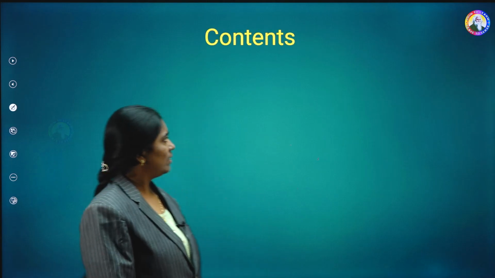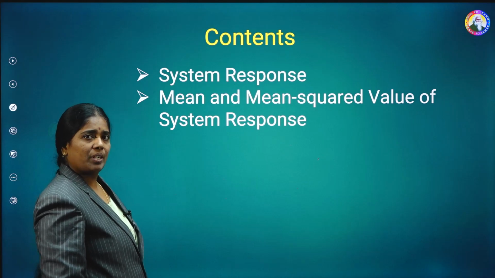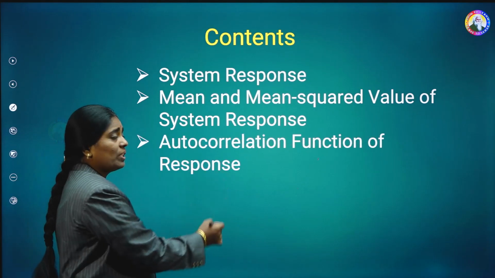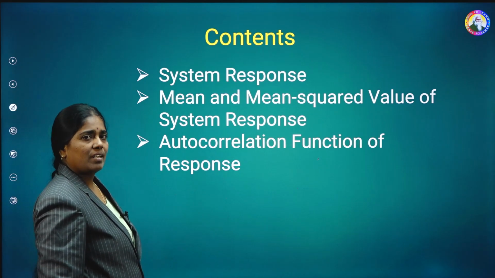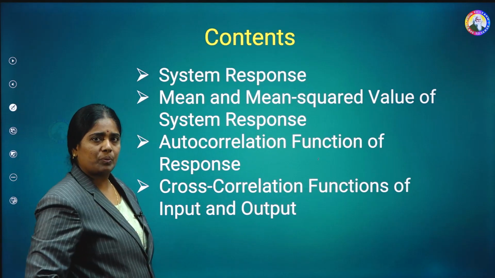Hi everyone. In this video, I would like to explain about system response. Second one is mean and mean square value of system response. And next one is autocorrelation function of response. And the last one is cross correlation functions of input and output.